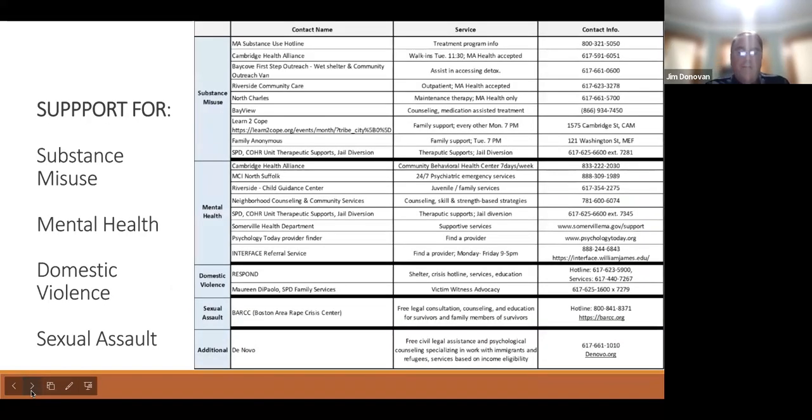Again, every season we provide this list of services we provide at the Somerville Police Department. As you can see, the top is substance misuse, mental health is the next topic, domestic violence, sexual assault, and additional information at the bottom. For those of you who want these numbers who can't access them via these slides, go on the Somerville Police webpage, and they are there as well. Next slide, please.